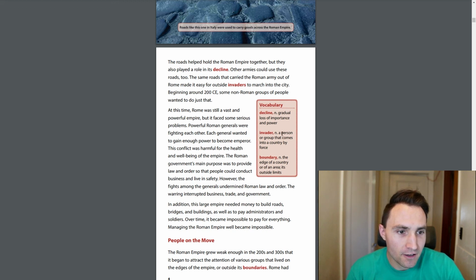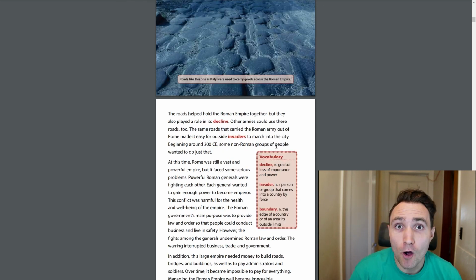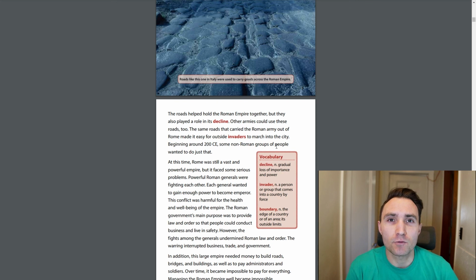And an invader, if we look here to the right, means a person or group that comes into a country by force. Over a month ago, we talked about 9/11. We had a special morning announcement from Principal Hillock, and those that were in school watched an important video about 9/11, and it was talking about those terrorists, or you could say invaders, that came into the U.S. and caused the planes to crash.